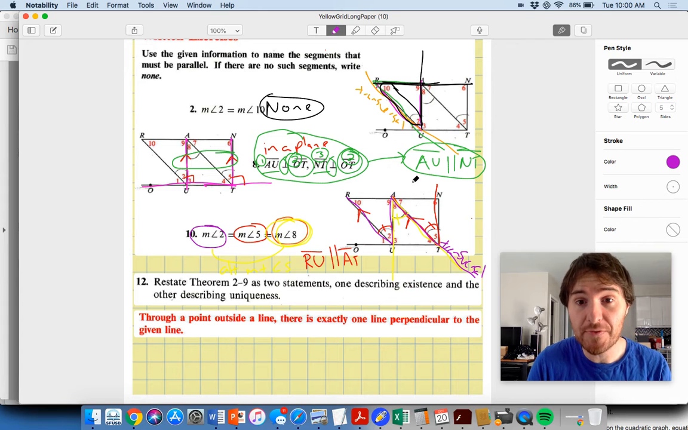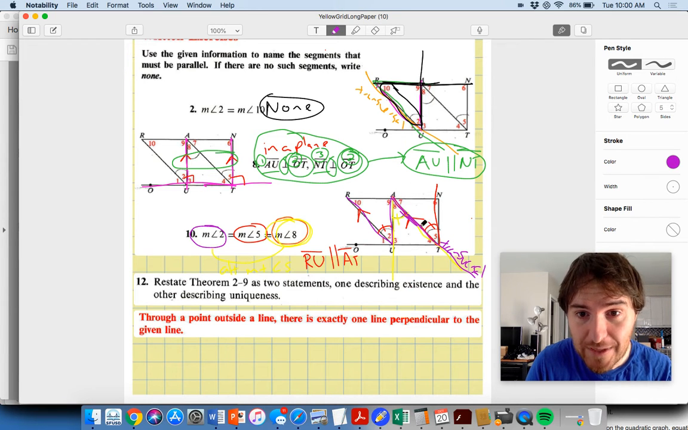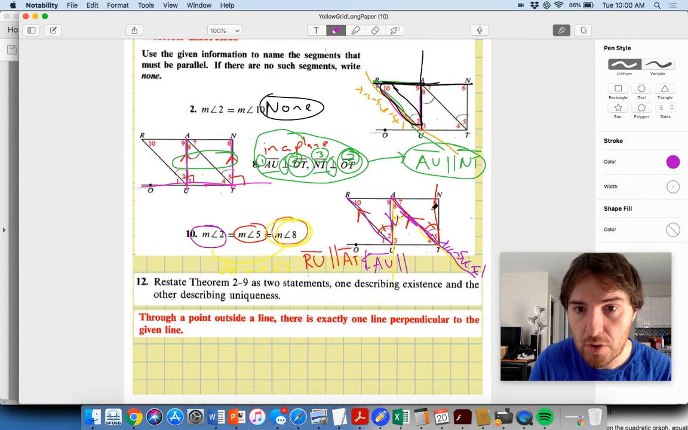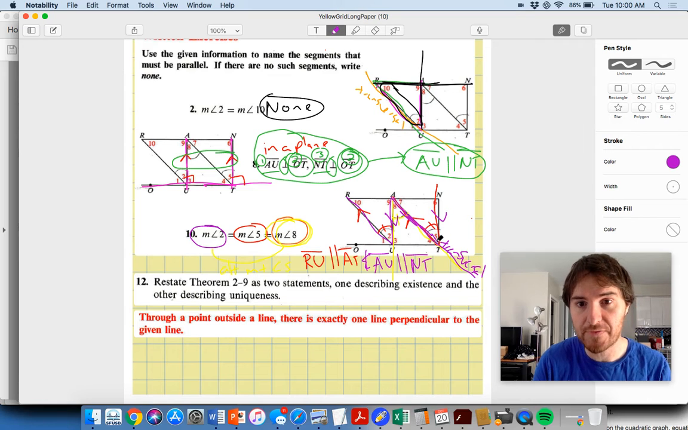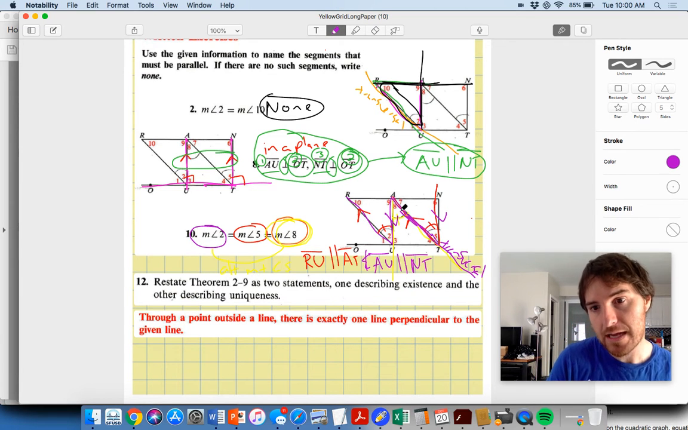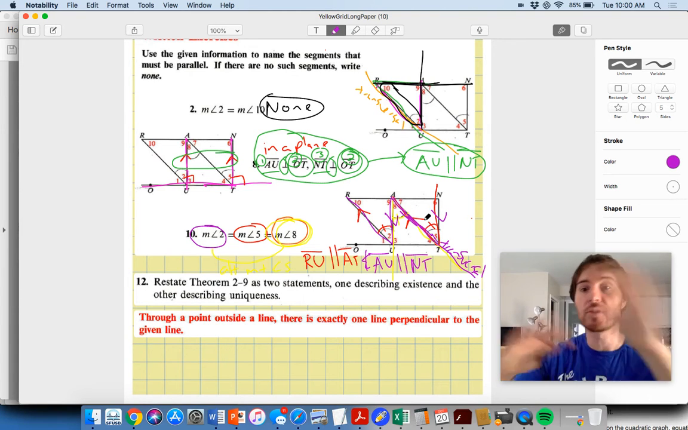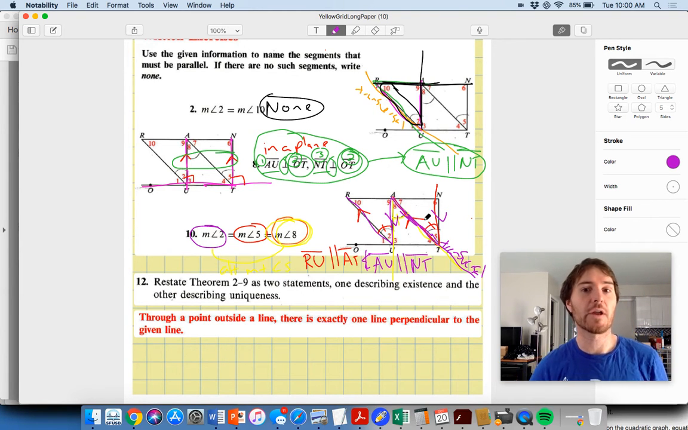Anyways, there's the transversal, right? Right here, we have a shared side between angle 8 and angle 5. So that means that this line here, AU, must be parallel to NT. There we go, right? Because we have a transversal here, and angle 5 and angle 8 are alternate interior angles formed by this transversal and these two lines, AU and NT, the non-shared sides of those two different angles, okay?